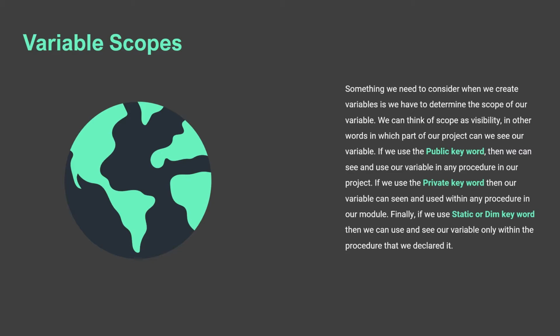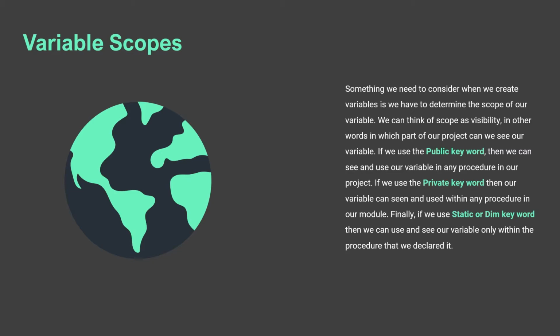At the highest level, we can make it globally accessible. So we would use the public keyword, and when we declare a public variable, we can use it across any module within our particular VBA project. If we want to restrict our variable to a particular module, then we would use the private keyword, and then we can use that variable across any of our procedures in that module. Now, if we want to restrict it even further to the lowest level, we can restrict it to a particular procedure, and we would use the static or dim keyword in that situation, and that would restrict it to the actual procedure itself.